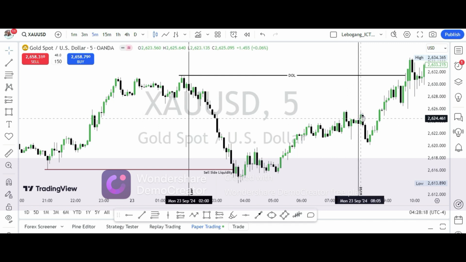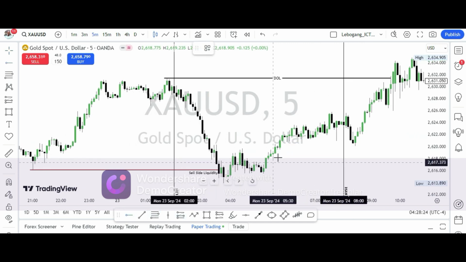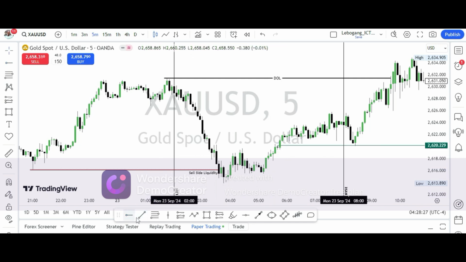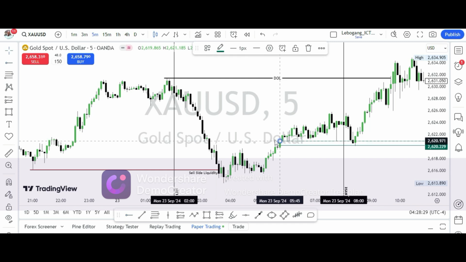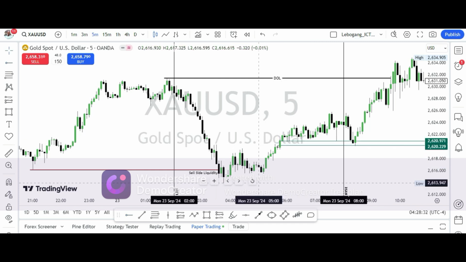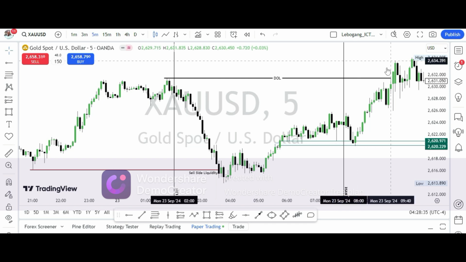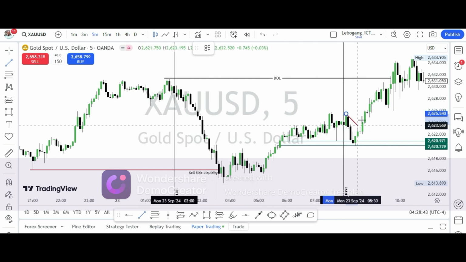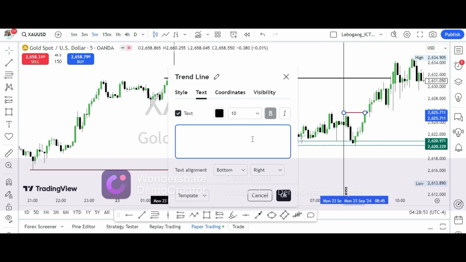Now it's New York, and then price went down. As price went down, some would use this imbalance as a springboard to come and bounce and then push to the upside. So me, just because I like to take precautions as I trade, I waited for price to form like this so that it can give me a structure shift.